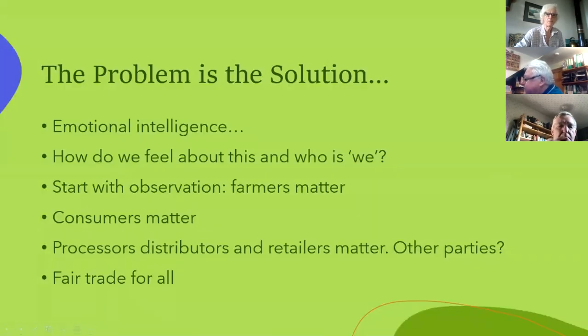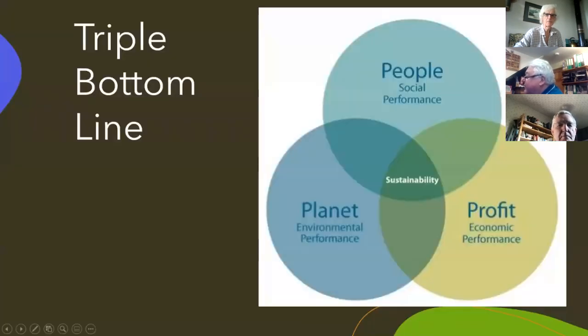So how do we feel about this? Farmers matter. Consumers matter. Lots of other people in the cycle of land use matter. We'll have a look at who some of those are. All of these people deserve fair trade. I'm not sure they get it right now. Charlie?